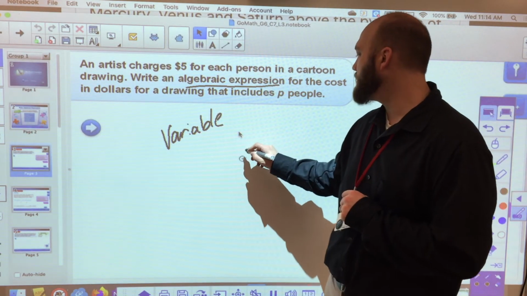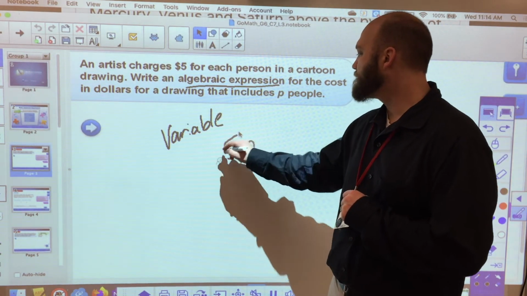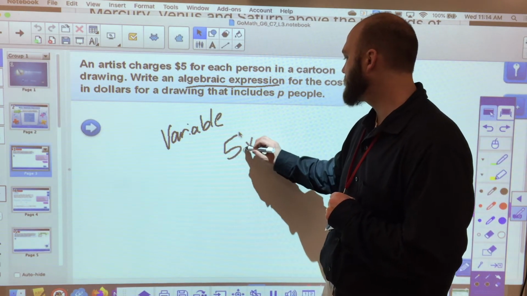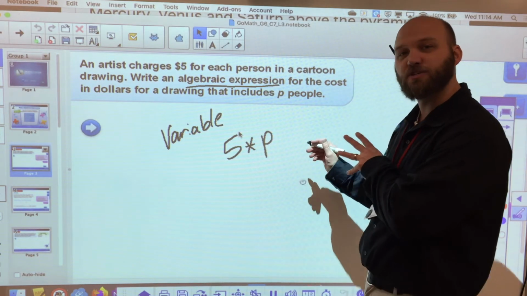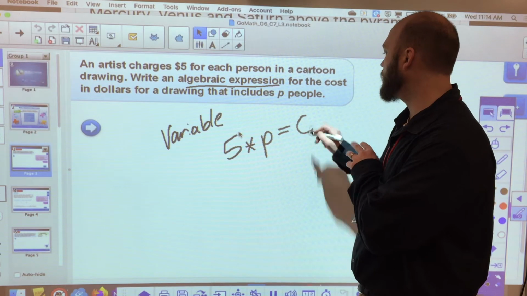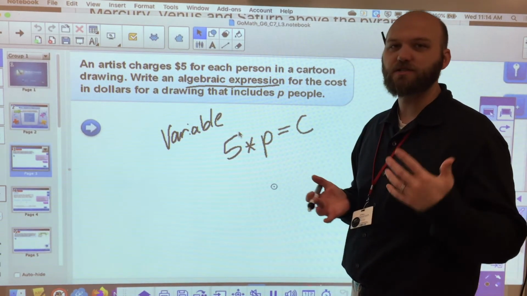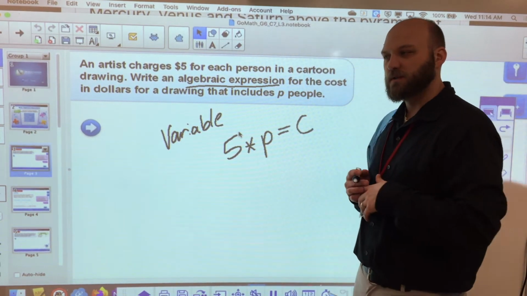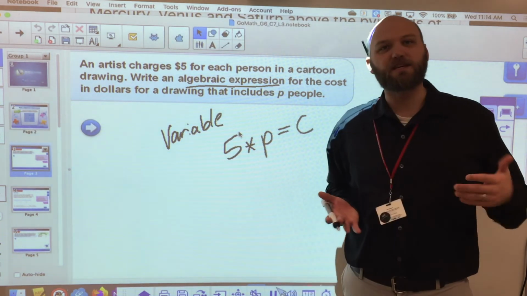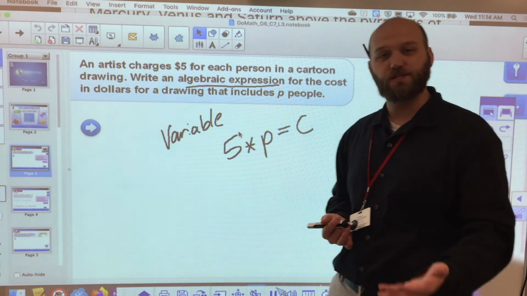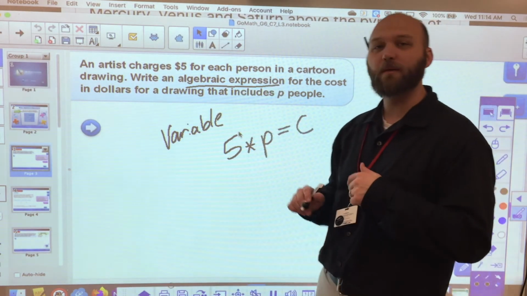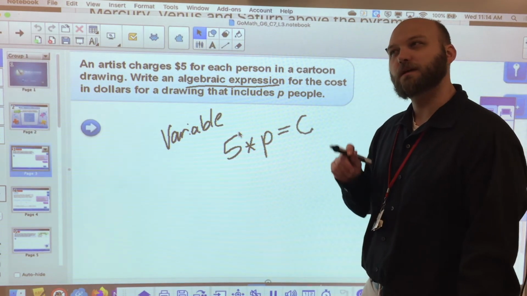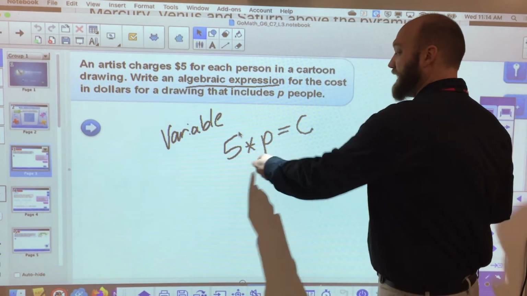So I have the number of people, $5 times the number of people in the picture will give me the total cost. And I might say C equals cost, right? So my algebraic expression could be 5 times P equals C. And you say, well, I don't know how to solve that because I don't know what P is and I don't know what C is. You're right. That's why they're variables, because they change. So for example, if the number of people in my picture is 2, 5 times 2, C equals 10. If the number of people in my picture is 5, 5 times 5 equals 25.